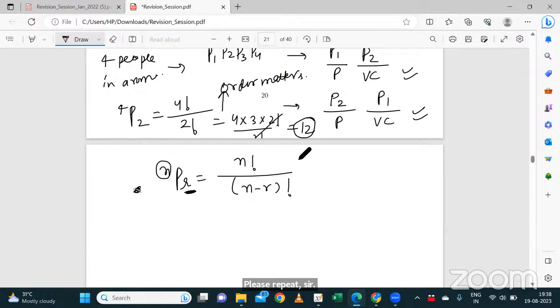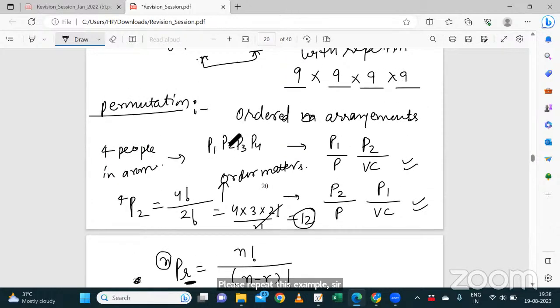Please repeat this example, sir. Okay, this example. So basically permutation is something we can use in that scenario where order matters.